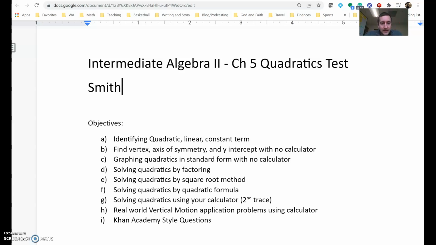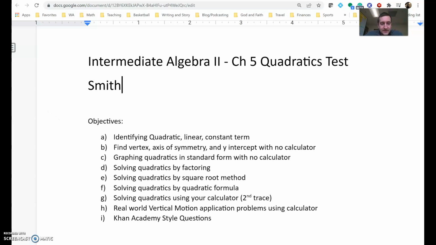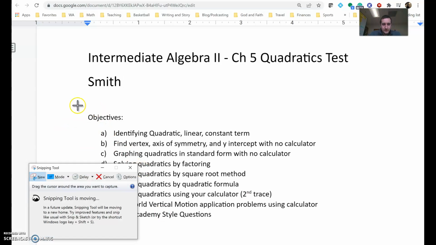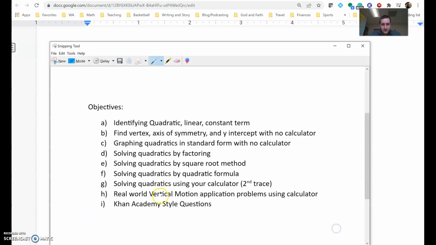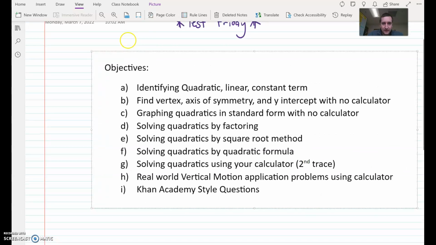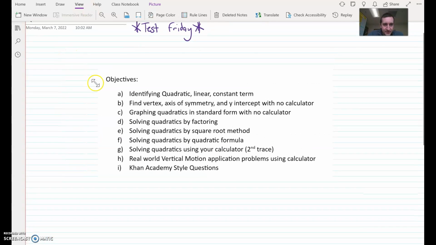All right? So let's snip this. Control C, Control V, bang. Look at that. Shout out to modern technology. Okay.